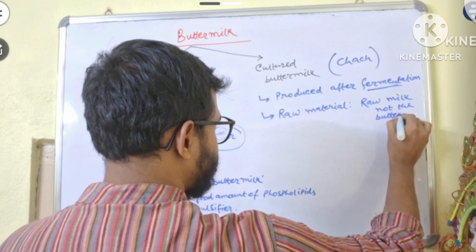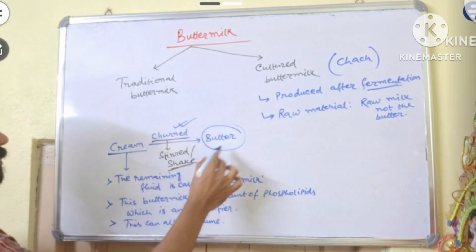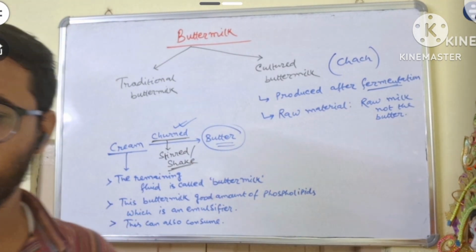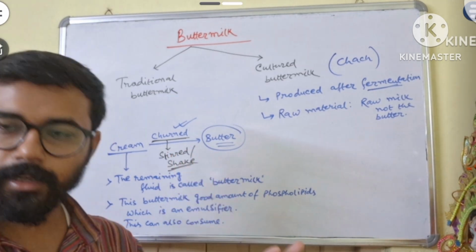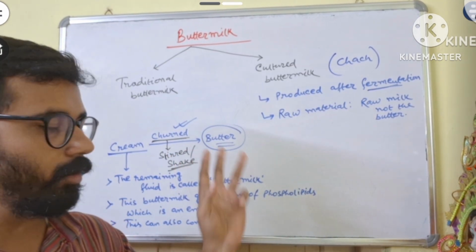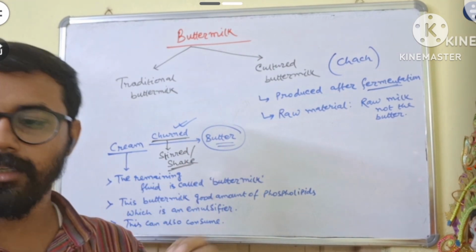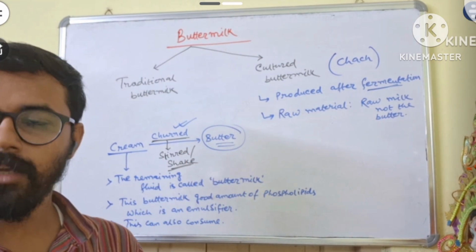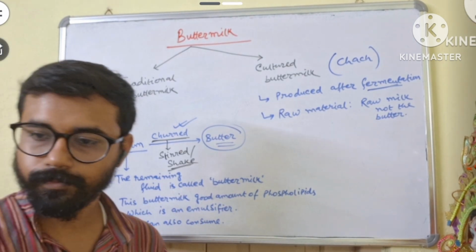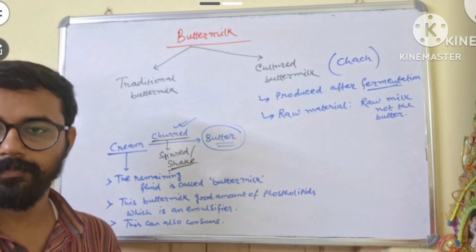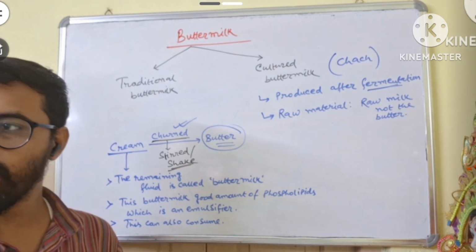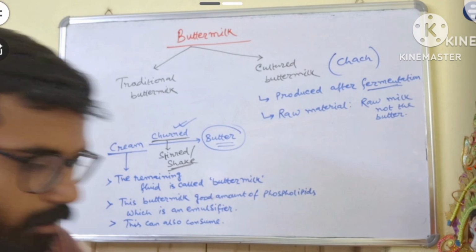Originally, traditionally, buttermilk is produced after butter formation. That's why the name buttermilk is given. But nowadays we do not use any butter for the formation of buttermilk. Just milk is used, but after fermentation the taste is buttery. That's why it is called buttermilk. Clear? Introduction to buttermilk is clear.